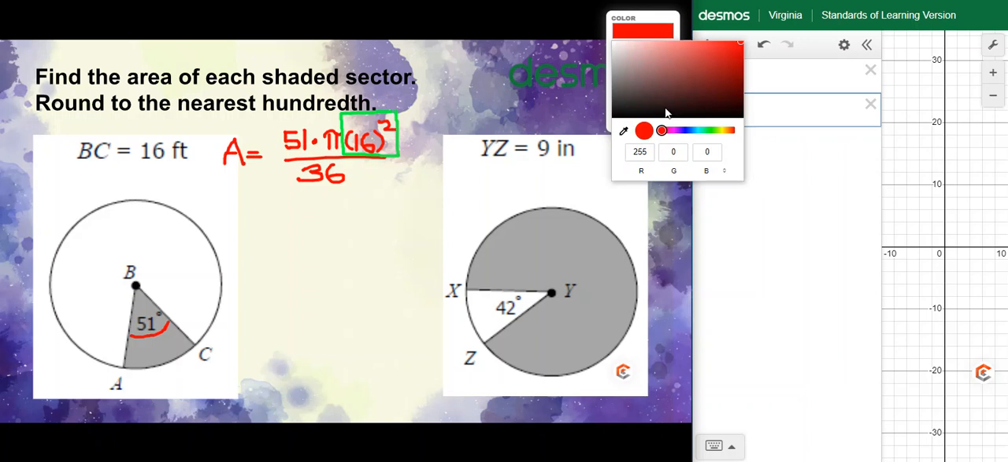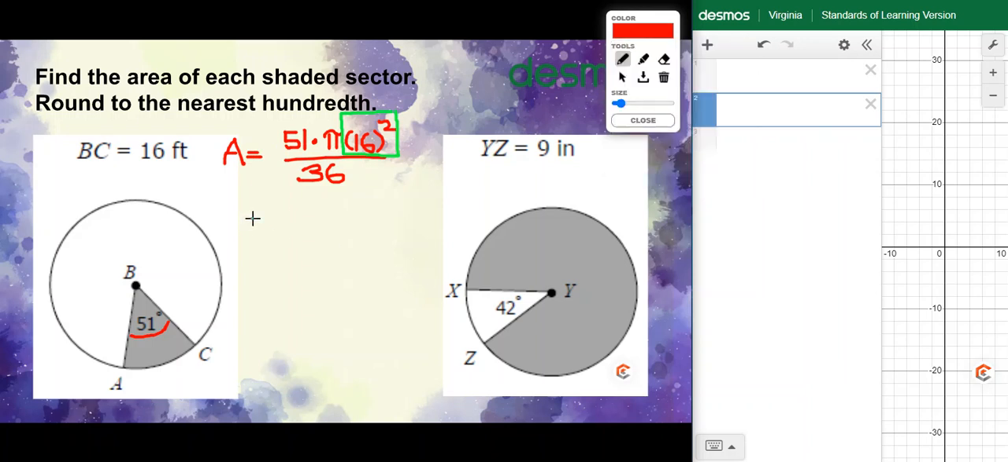Okay, so if you're using the correct order of operations, that should give you about 13,056 pi over 360, which is approximately 113.94 feet squared. Remember that we're finding area, which is a square unit.